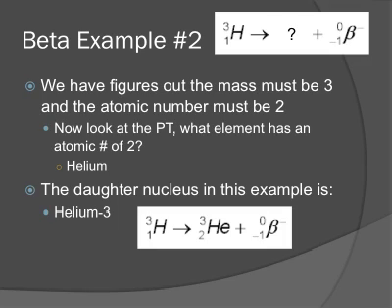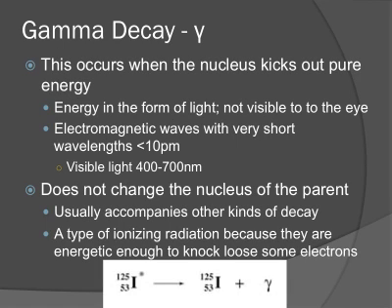So now let's look at gamma decay a little bit. Gamma decay occurs when the nucleus kicks out pure energy, specifically in the form of light, and it is not always visible to the human eye. We can only see a small portion of what we call light, correct? Electromagnetic waves with very short wavelengths, less than 10 picometers, which is really small, and we can only see 400 to 700 nanometers. So gamma radiation is a lot smaller than what we can actually see.